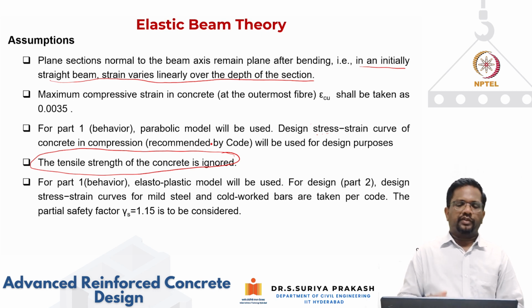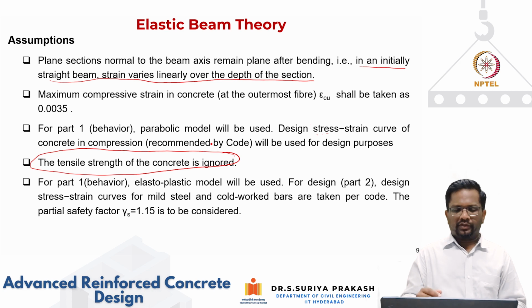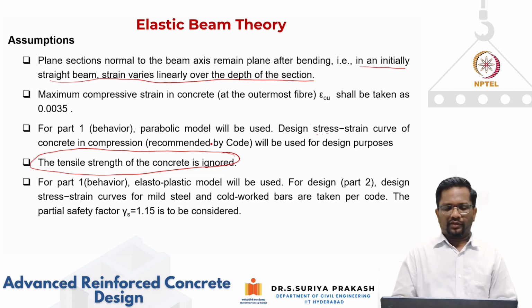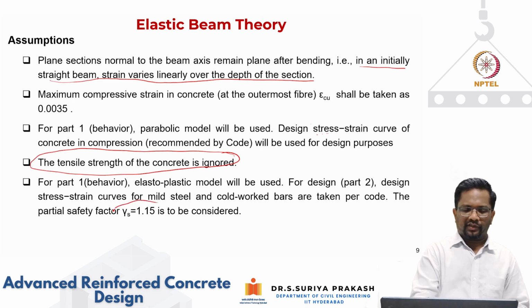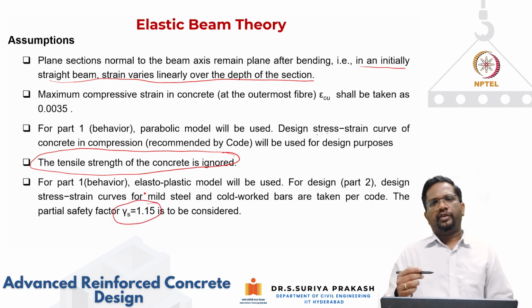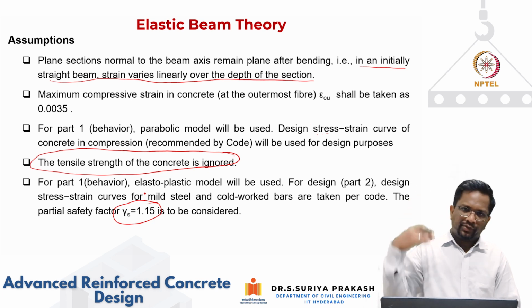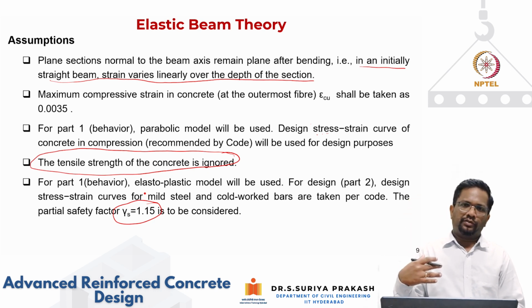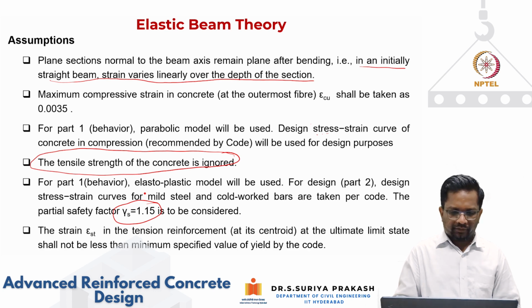Okay. So as we've said, for steel also, for part one, we are going to use the elastic plastic model. For design, for part two, using the IS code provisions, we are going to use the design stress strain curves that are specified by the IS code, where we'll also use partial safety factors. For steel, you know that the partial safety factor is 1.15. For concrete, it is 1.5. So we will reduce the characteristic curve by the partial safety factor to get your design stress strain curves, right?